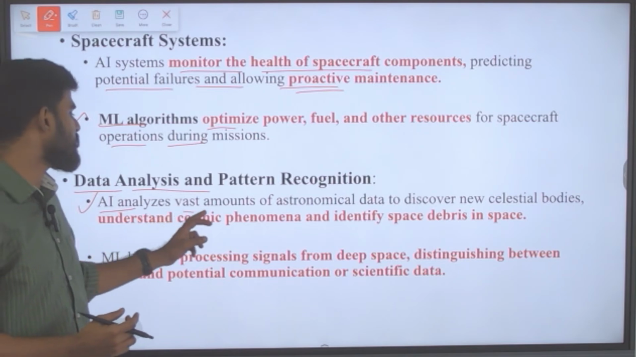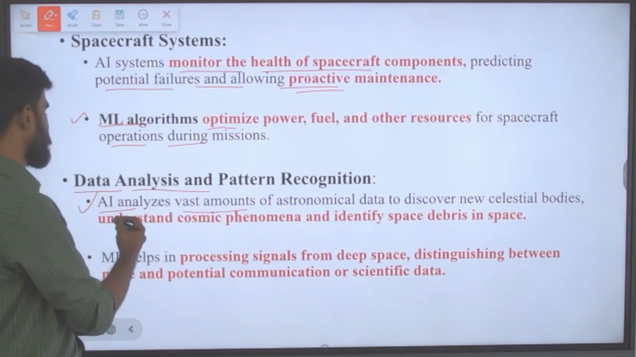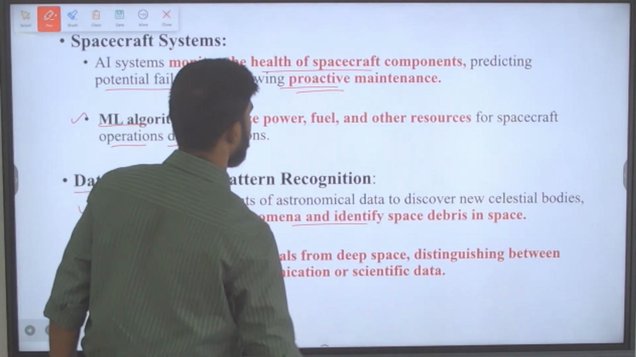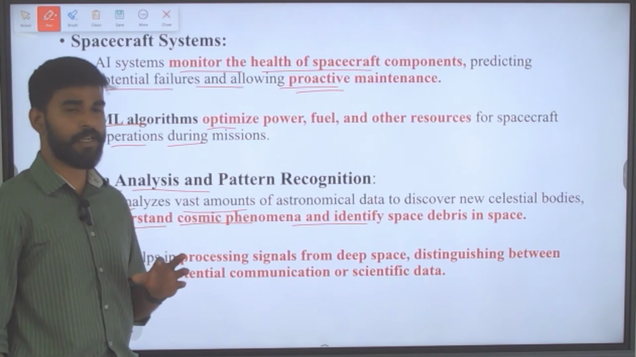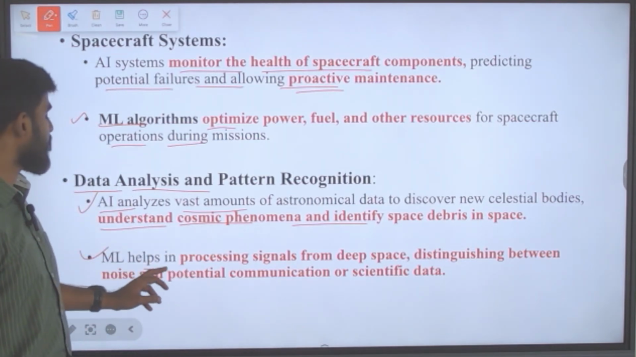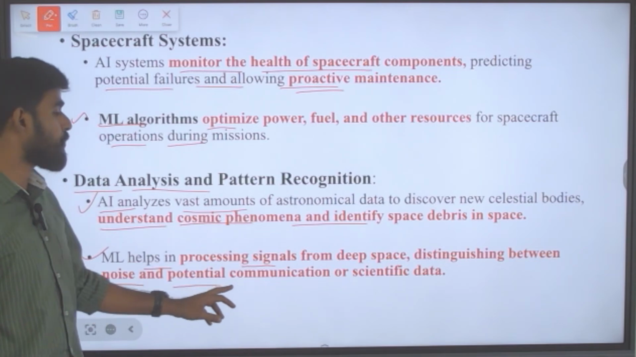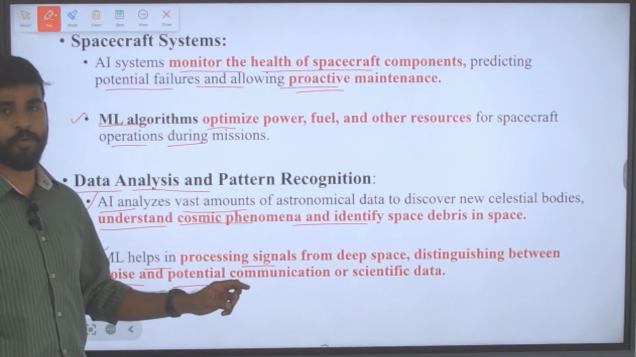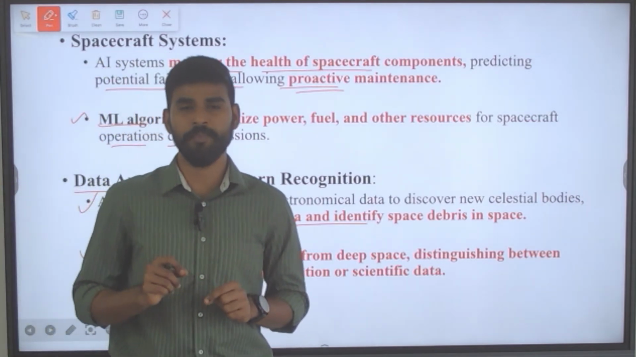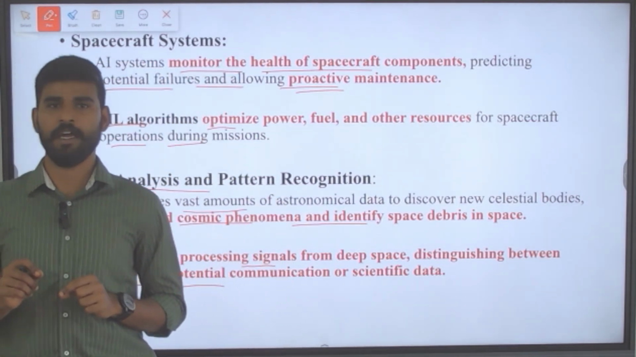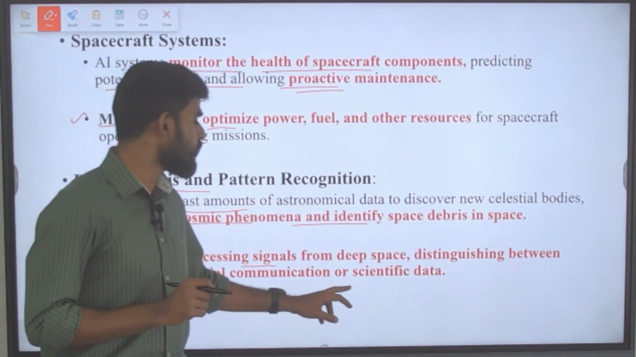Artificial intelligence analyzes vast amounts of astronomical data to discover new celestial bodies, understand cosmic phenomena, and identify space debris in space. All these are very important. Next, machine learning helps in processing signals from deep space, distinguishing between noise and potential communication. Very important. There must be a distinction between which one is noise and which one is proper communication from a spacecraft. This distinction can be made by machine learning.